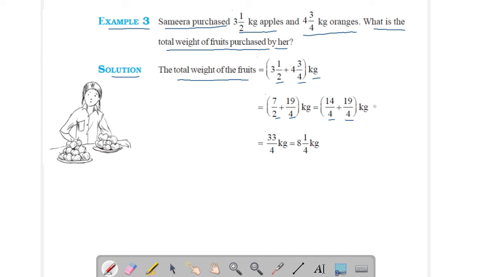This can also be written as 14 plus 19 upon 4 kg, and 14 plus 19 is 33 upon 4 kg. Convert it into a mixed fraction, you will get 8 1 upon 4 kg. This is your answer.